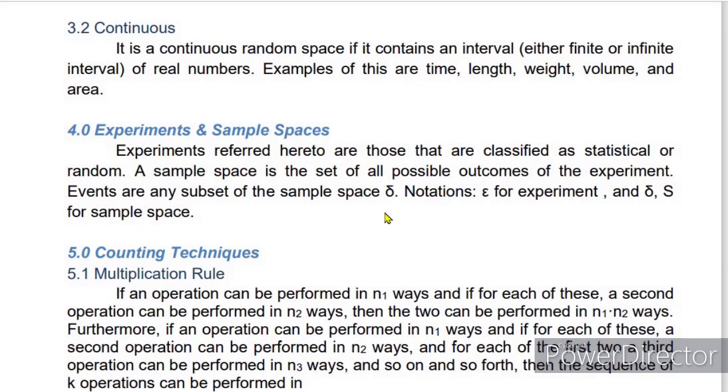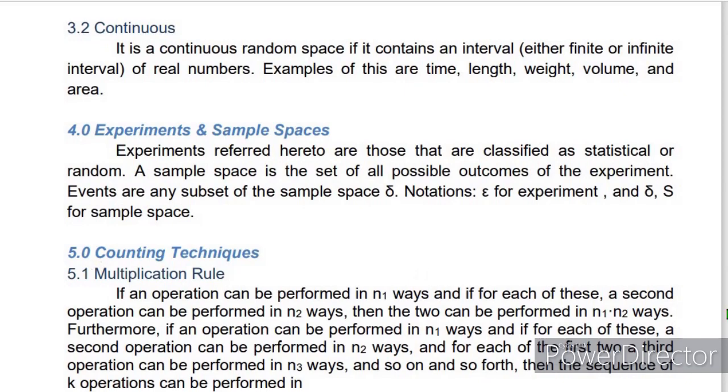So the notation epsilon is for experiment. Remember that. And capital letter S is for the sample space. So again, delta is for the subset of the sample space, epsilon for the experiment, and capital letter S for the sample space.